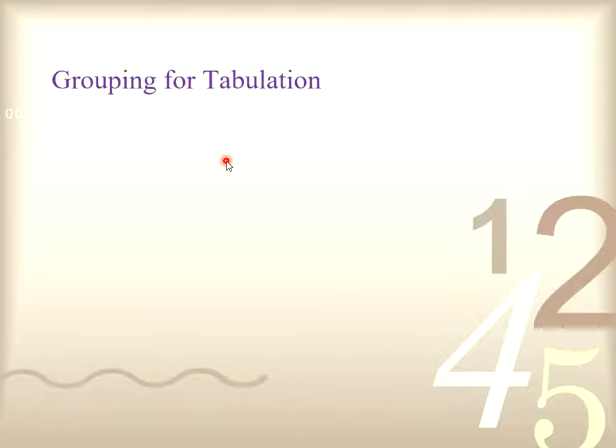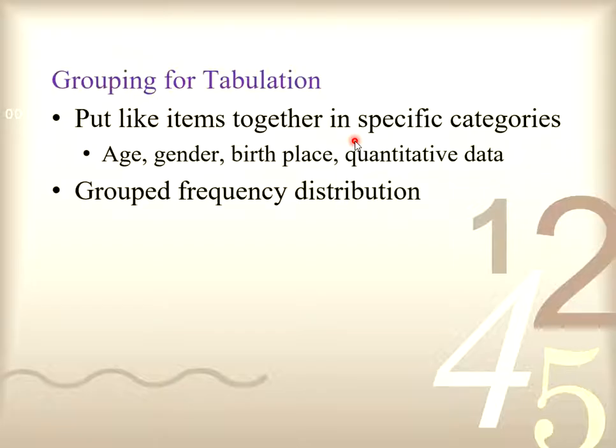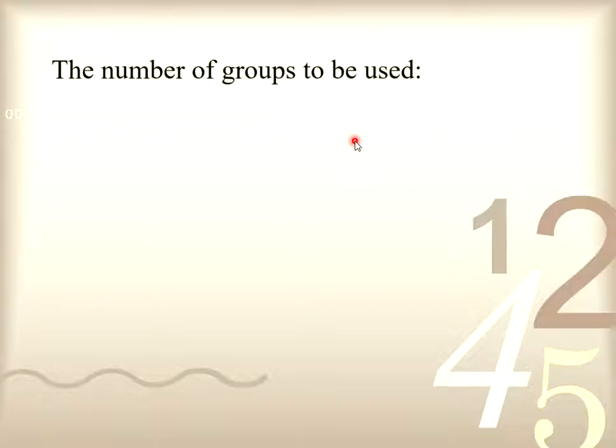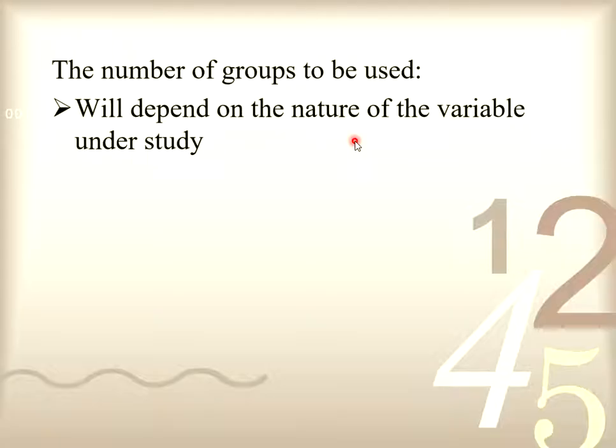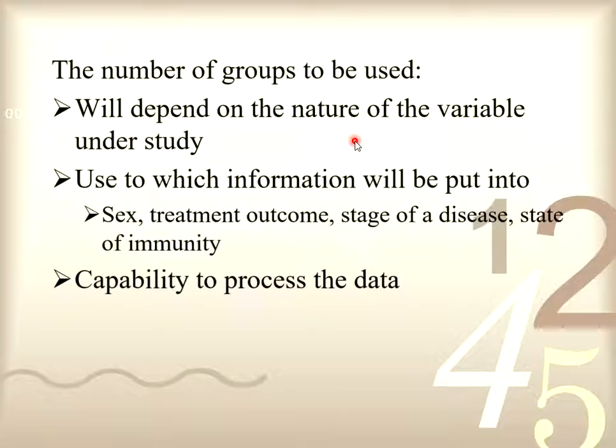So, grouping for tabulation. So, put like items together in a specific category. So, age, gender, birthplace are quantitative data. So, group frequency distribution, number of individuals in each category. Okay. So, the number of groups to be used will depend on the nature of the variable under study, used to which information will be put into, for example, sex, treatment outcome, stage of disease, and state of immunity, and capability to process the data.